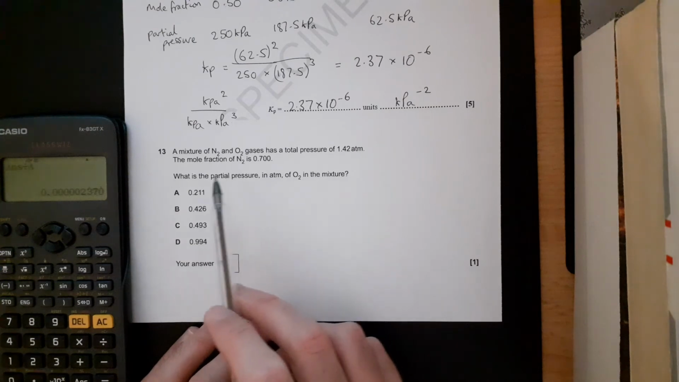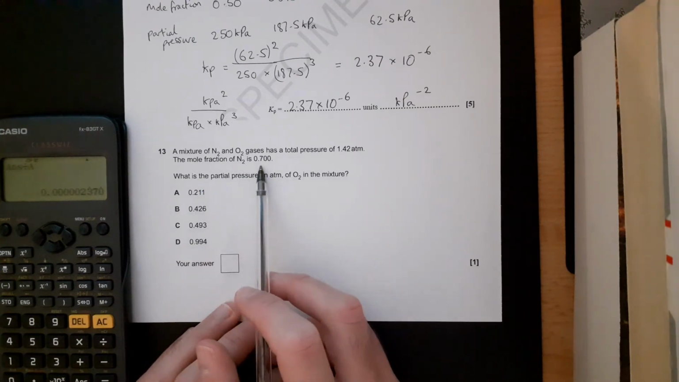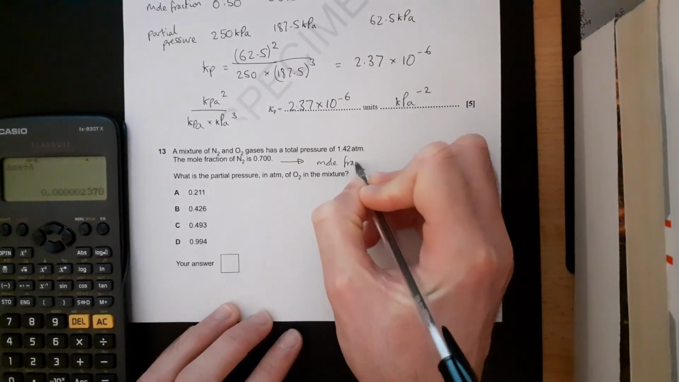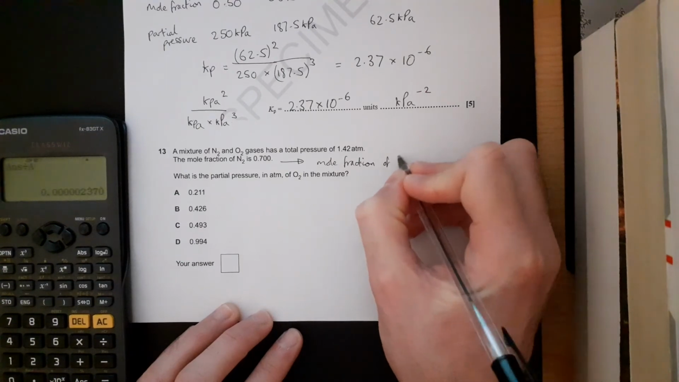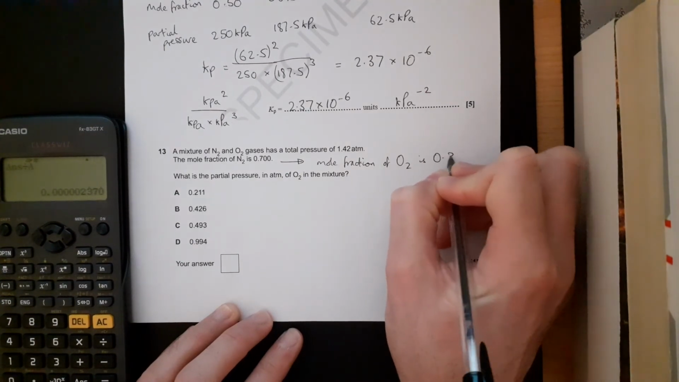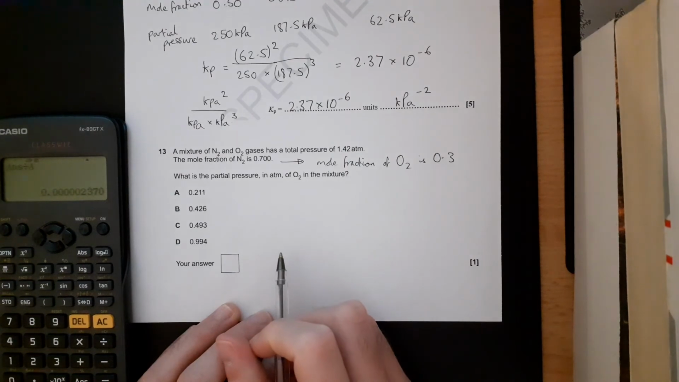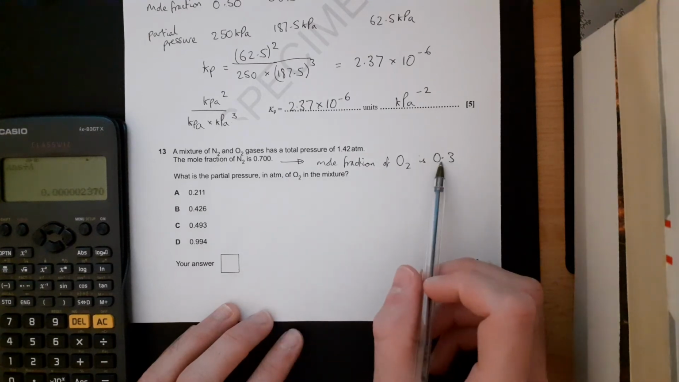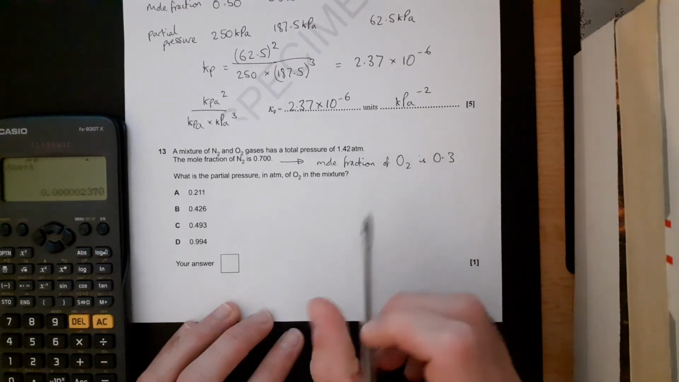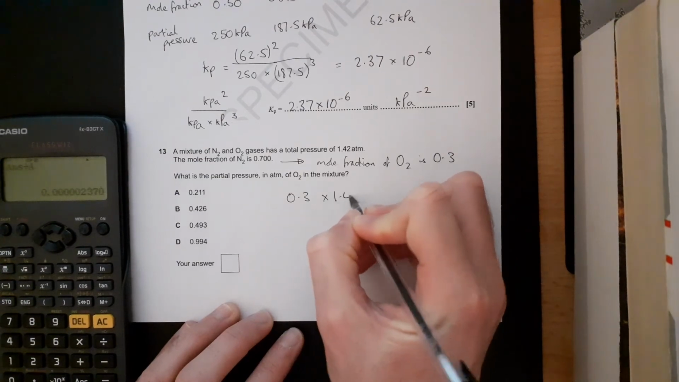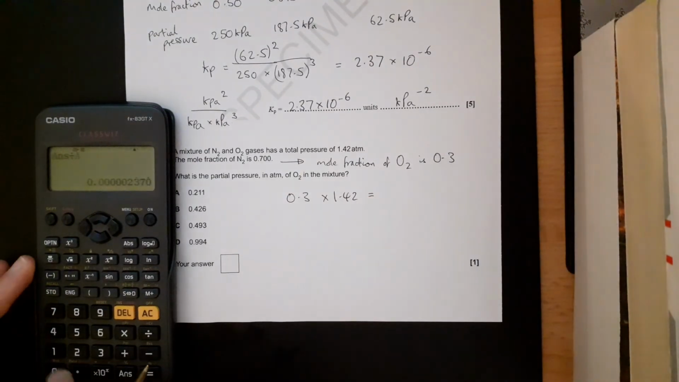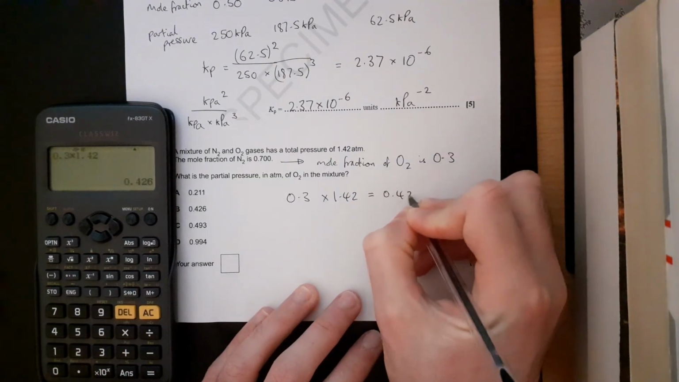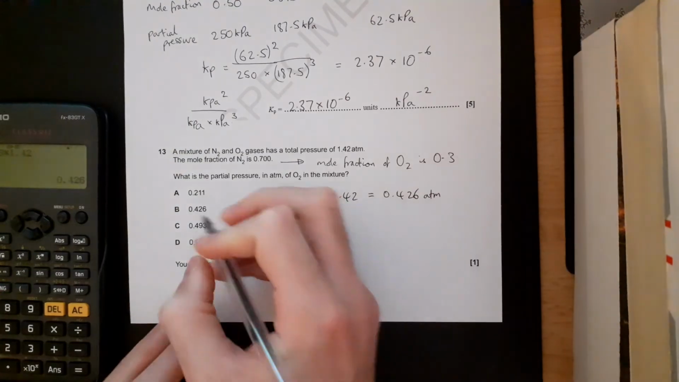Okay. So the first thing we can say is, look, if the mole fraction of N2 is 0.7, so therefore the mole fraction of O2 is 0.3. Because the mole fractions have to add up to 1. So then the partial pressure, we just need to do 0.3 times by the total pressure. And we get 0.426 atmospheres. So therefore, it's B.